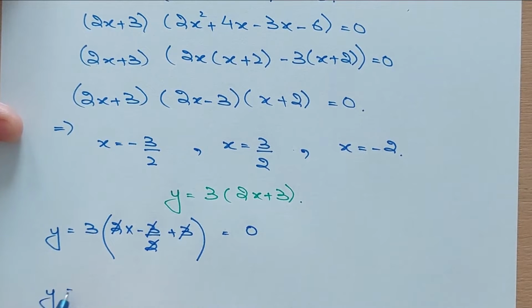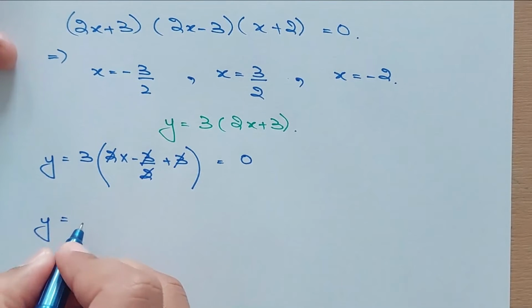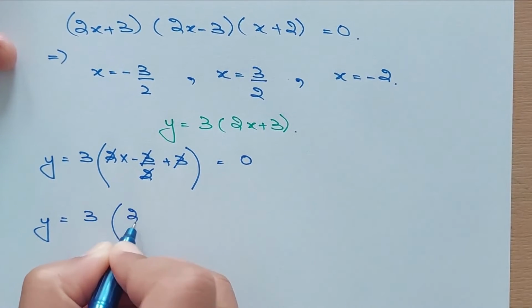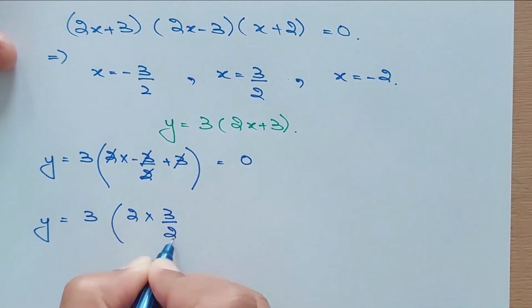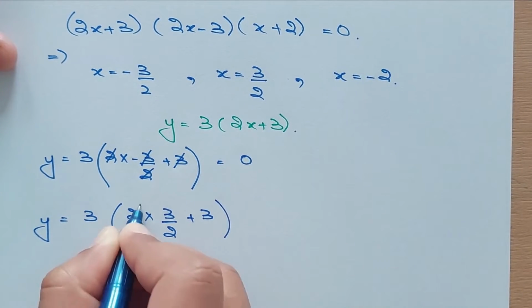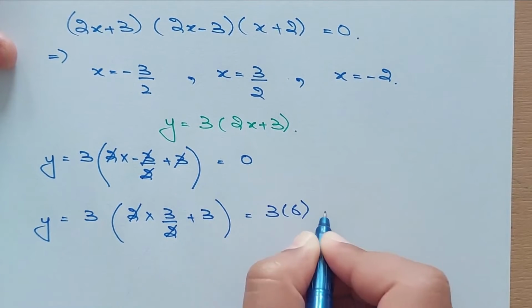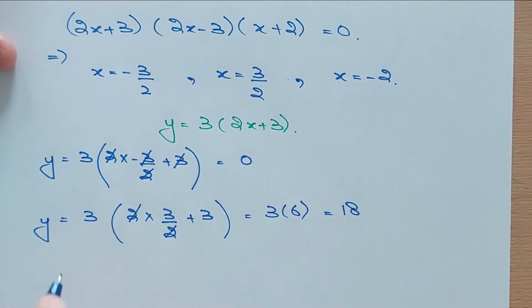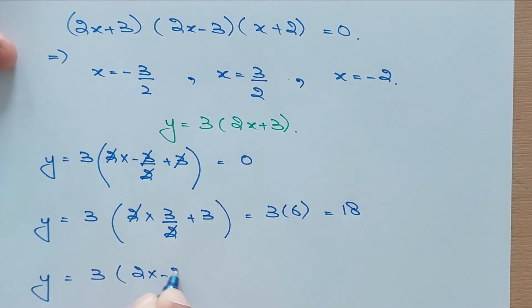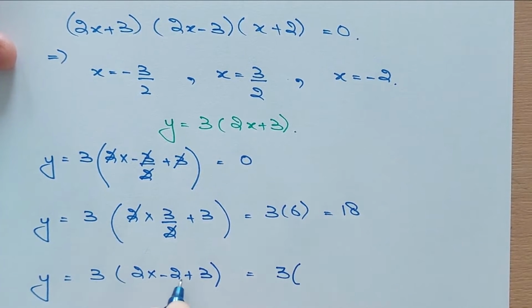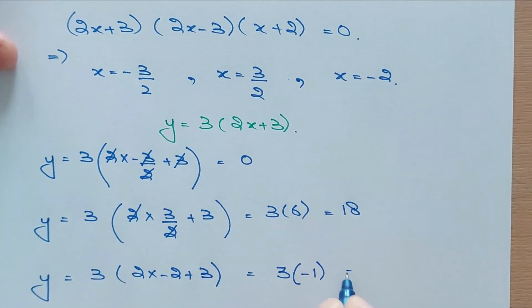Now for the second, x equals 3 by 2: y equals 3 times (2 times 3 by 2, plus 3). So 2 is cancelled with 2, 3 plus 3 is 6, and 3 times 6 is 18. Now for the third one, x equals minus 2: y equals 3 times (2 times minus 2, plus 3). So 3 is outside, 2 times 2 is 4, minus 4 plus 3 is minus 1, so that is minus 3.